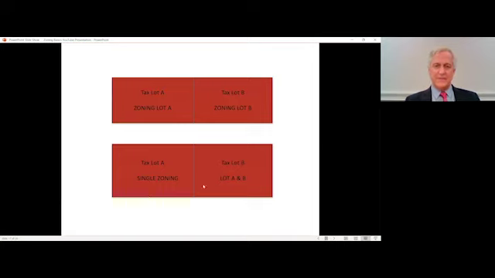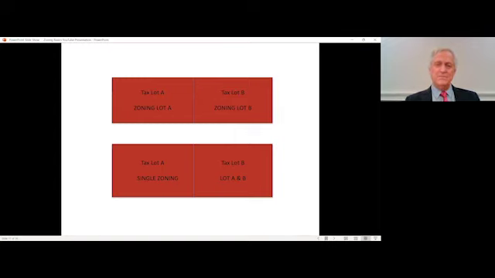At the top, you see tax lot A and tax lot B, which are each their own zoning lot. Tax lot A is its own zoning lot A, and tax lot B is its own zoning lot B. And the way the city of New York works is each tax lot is its own zoning lot. That's how it starts. And so whatever you build on tax lot A is based on the zoning regulations for tax lot A, which is the zoning lot A. And same with B.